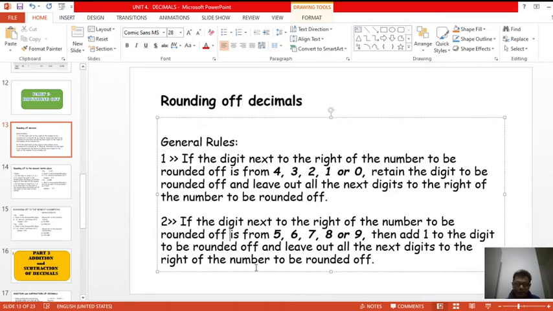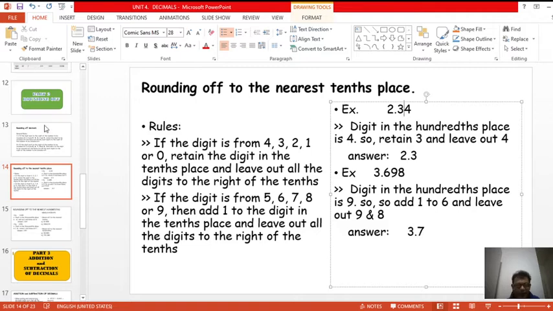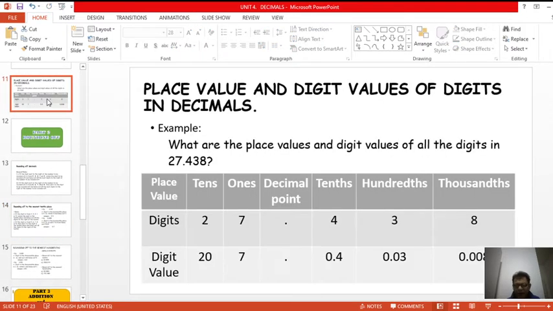So I have here an example: rounding off to the nearest tens place. We're talking about the nearest tens place of this example. So we have 2.34. Where's the tens place? This is the tens place. Remember your place value: tens place, hundreds place, thousands place.